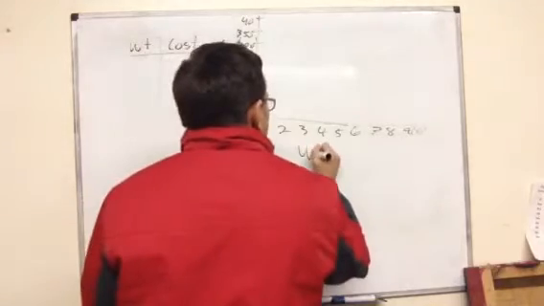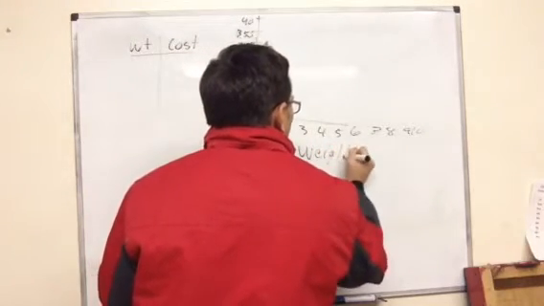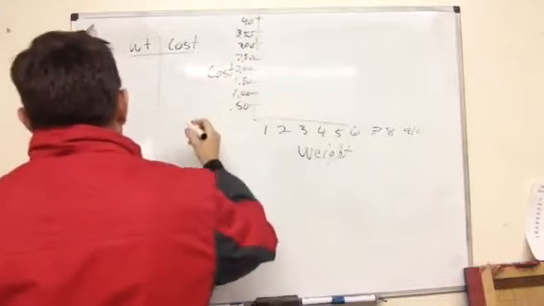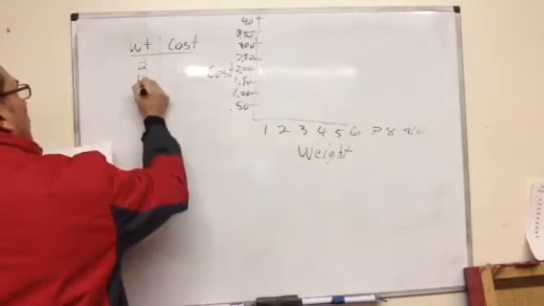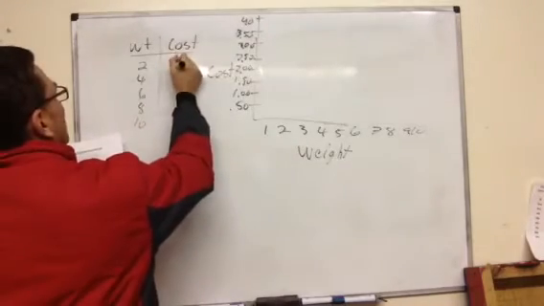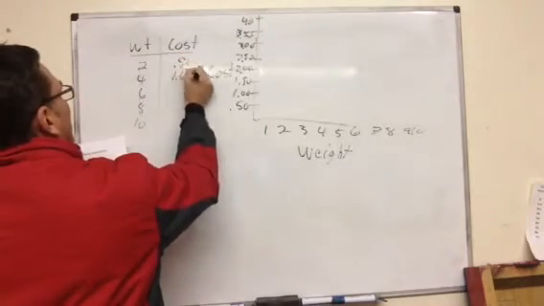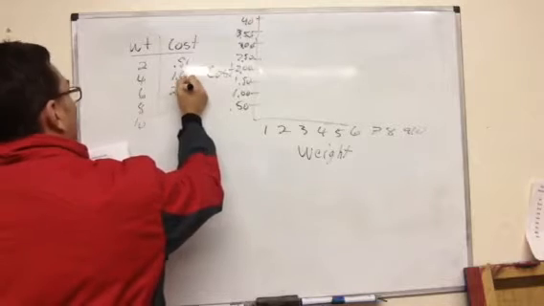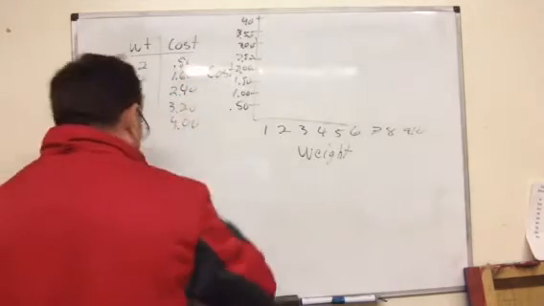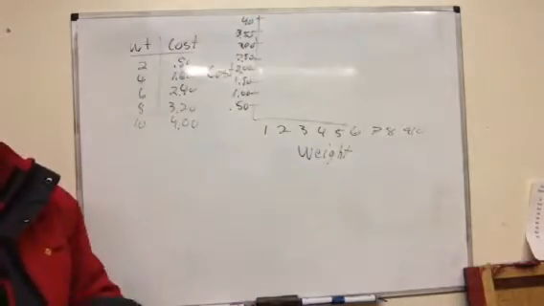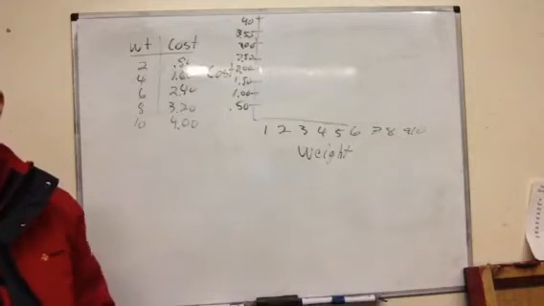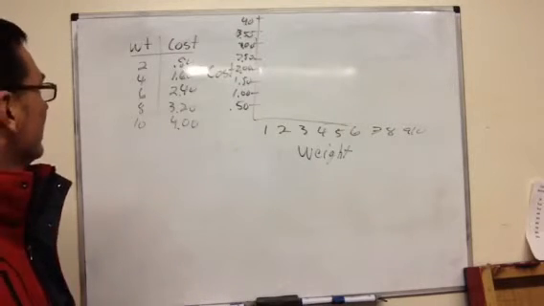So again, this was weight down here, and this was cost. And in our chart, it went 2, 4, 6, 8, 10 in ounces, and the cost was 80 cents, $1.60, $2.40, $3.20, and $4. Now the first thing we need to do is identify what kind of relationship we have. What kind of patterns can we recognize?